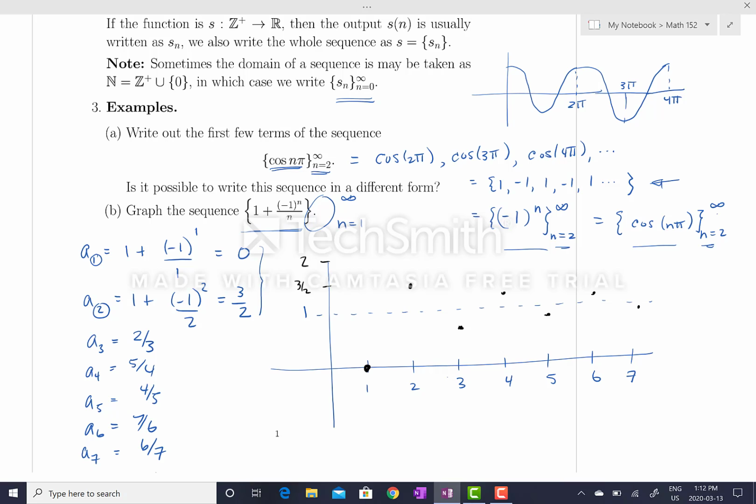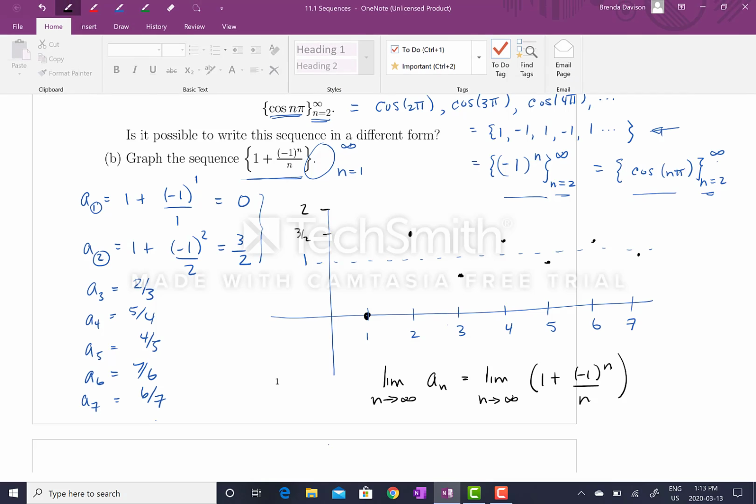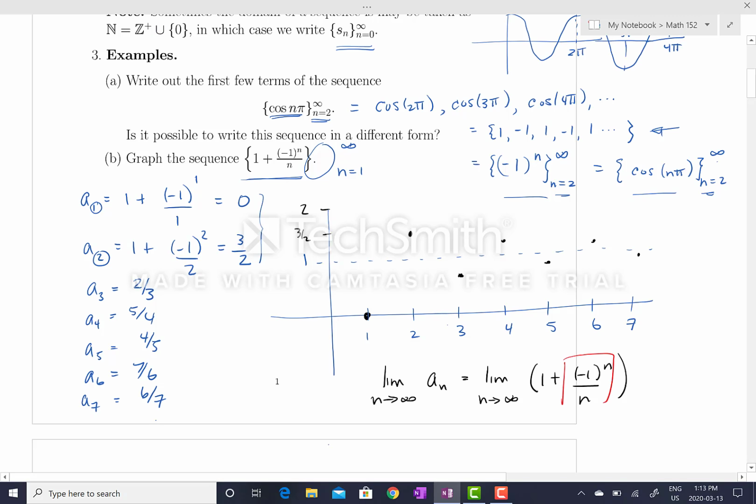And then we could ask, what is the limit? What is the limit as n goes to infinity of a_n? And that is going to be the limit as n goes to infinity of the way that we're calculating a_n, which is 1 plus negative 1 to the n over n. Okay, and looking at this limit, you can see handily that this term is going to alternate sign, but as n grows larger and larger, this term is going to go to 0. So the limit is indeed 1, which is in fact what we saw happening on the graph, because that line is y equals 1.